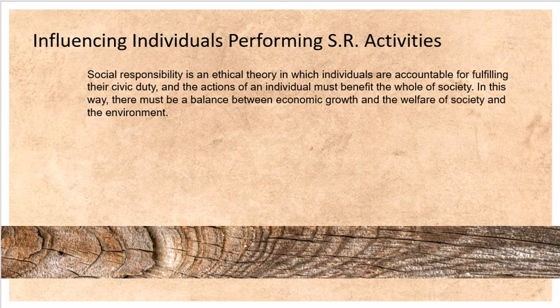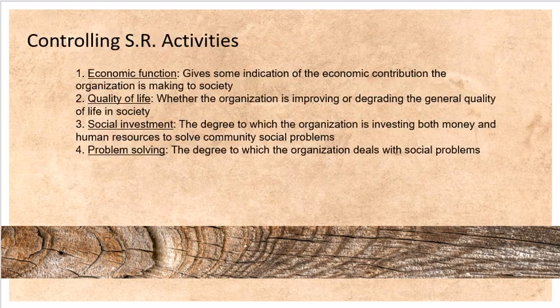No? So we have the controlling of the SR activity. So we have 4 controls, how to control. So we have the economic functions, which give some indication of the economic contribution the organization is making to the society. Number 2 is the quality of life, whether the organization is improving or degrading the general quality of life in the society. Kumbaga dito ay makikita natin what will be the status within the society.